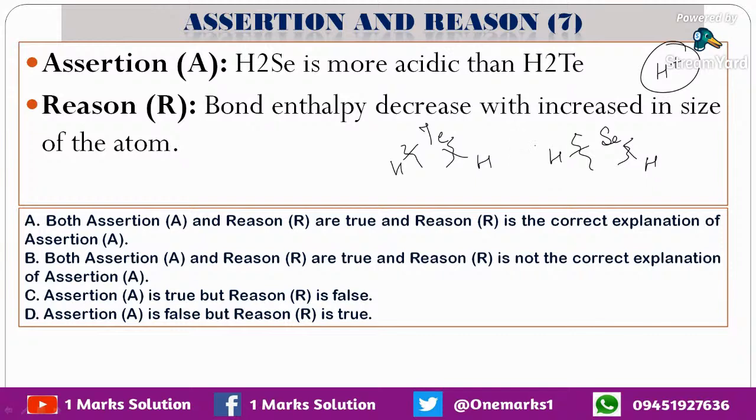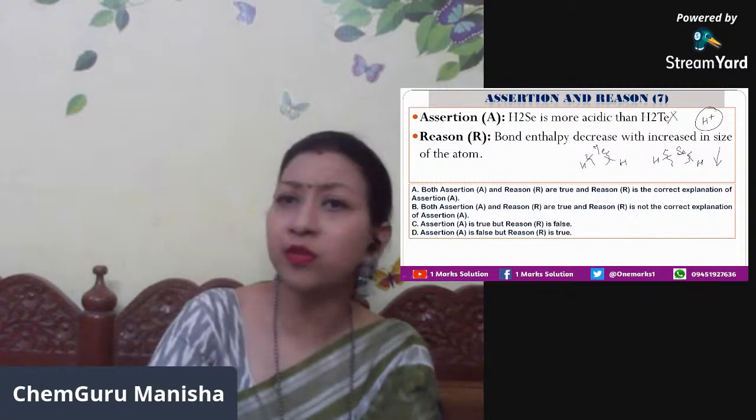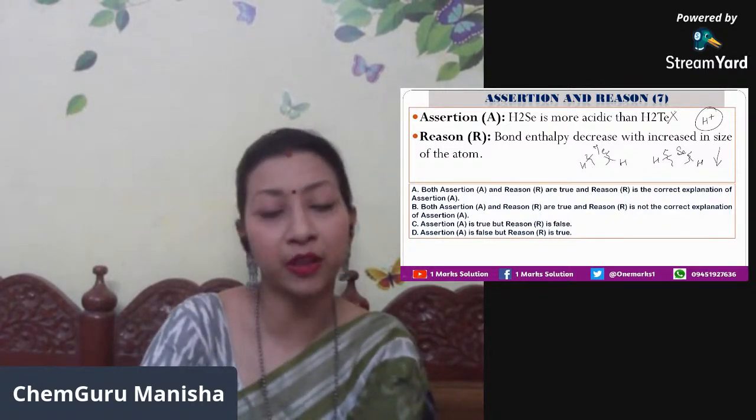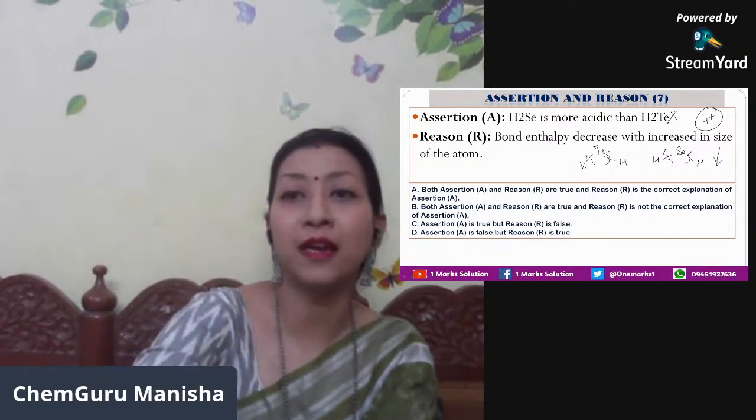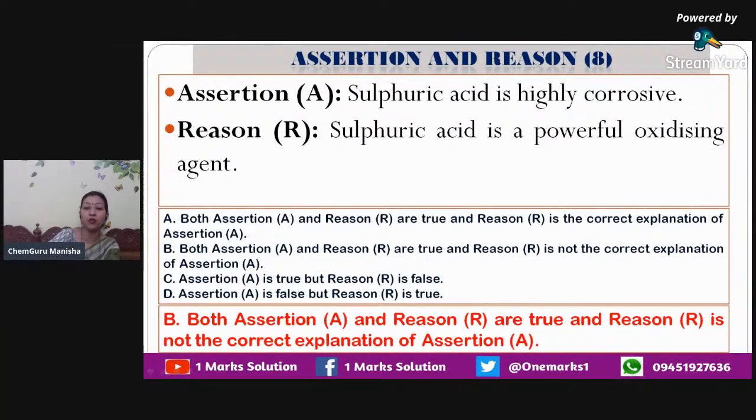Now it says, according to the assertion, H2Se is more acidic than H2Te, which I think should not be correct, because if we look at the periodic table, we understand that tellurium, because of its size, is more acidic. Now bond enthalpy decreases with increase in size of the atom. That is true, because if you go down the group, atomic size increases, and as the size increases, bond enthalpy decreases. So both are not explaining each other, so the first two options are nullified, but you will have assertion as false and reason as true. So the correct answer is D. Next assertion that we have is sulfuric acid is highly corrosive, which we all understand.